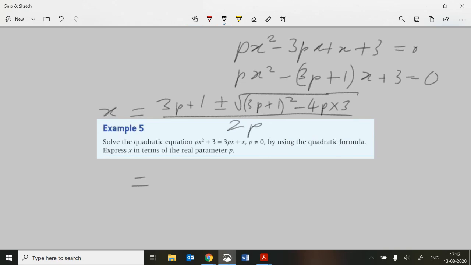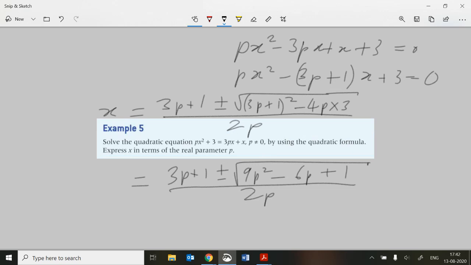If we take that a little further, of course, we've got 3p plus 1 plus minus, and now in the brackets we've got 9p squared plus 6p plus 1 minus 12p. And again, I'm going to skip a step here. Apologies about this, but I'm just going to say that's minus 6p plus 1, just to save myself a bit of space, but obviously don't do that yourself. Okay, divided by 2p.